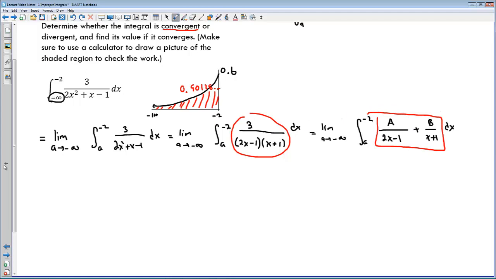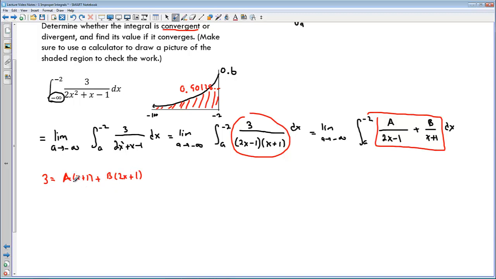And then when we clear denominators, here's what we get. So we'll get 3 equals, and we'll clear the denominators, so we'll get A times x plus 1 plus B times 2x plus 1. So I'm kind of skipping a step here, so I hope that's okay. Normally you would set this expression equal to that expression, and then clear the denominators. But once you do this enough, you can skip a few steps and still be okay. It's like, I clearly understand what you're doing here.